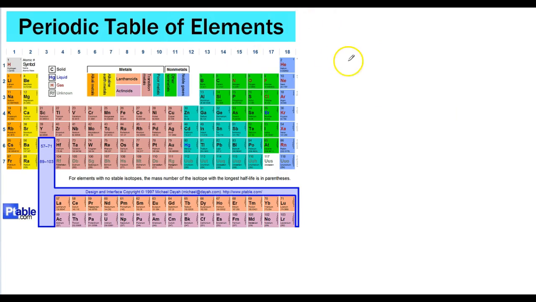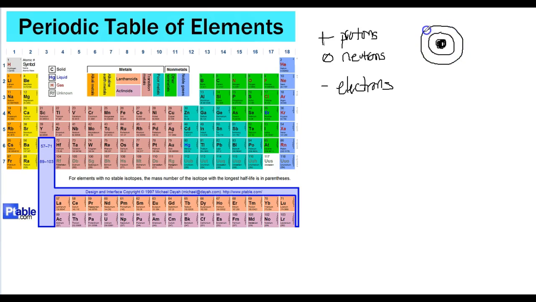Okay, so remember that we have protons, and protons are positively charged. We have neutrons, which have zero charge. And then we have electrons, which are negatively charged. The protons and the neutrons are usually found in the nucleus, in the center, and the electrons are going to be found floating around in shells. The valence shell is the outermost shell, okay?